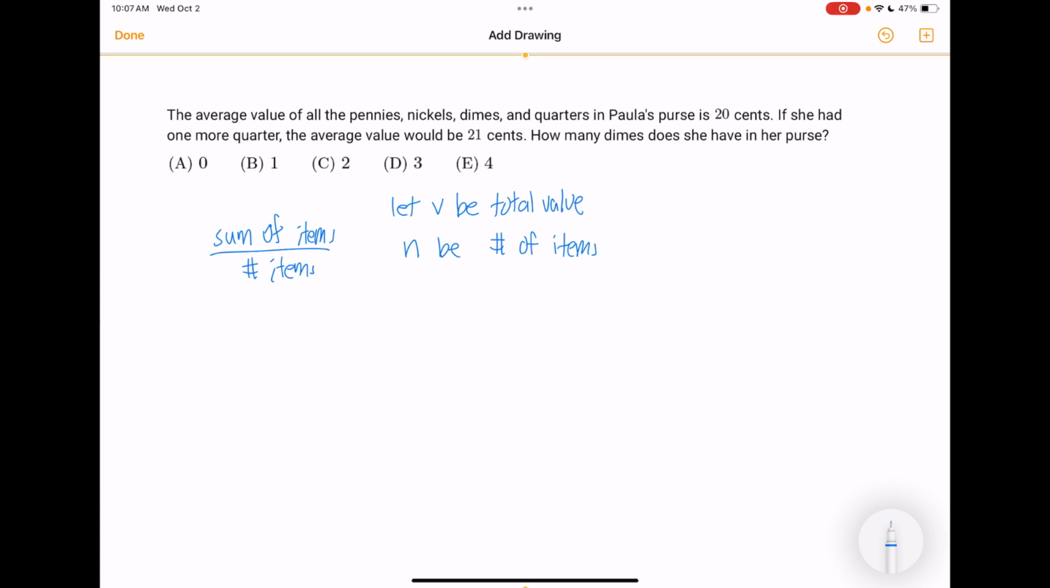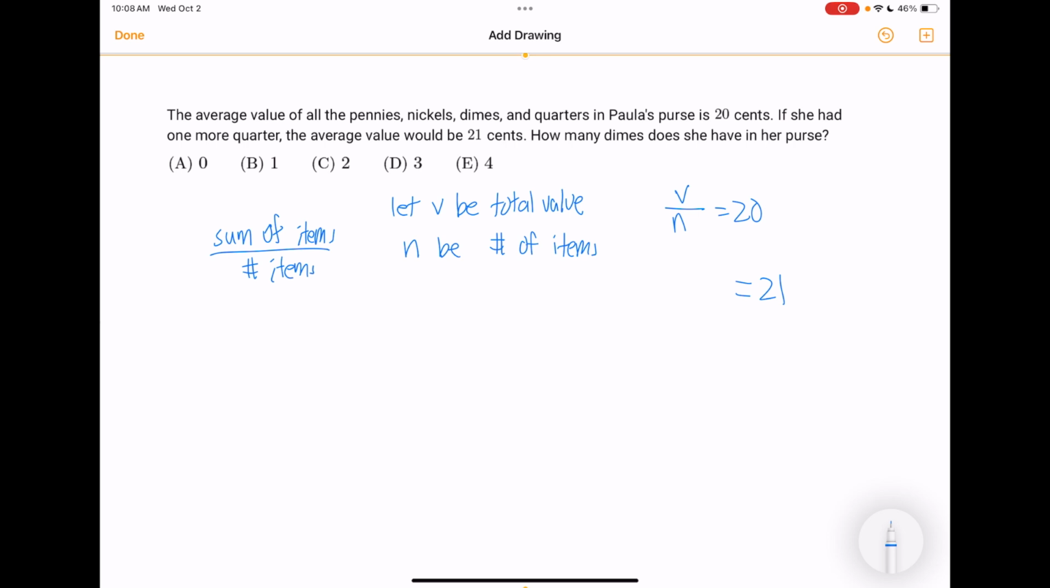Okay, so it tells us that the average value of the pennies, nickels, dimes, and quarters in her purse is 20 cents. So that means that the total value V over the number of items, or the number of pennies, nickels, dimes, and quarters in her purse, N, is equal to 20. So that's the average, and they already give us the average, which is 20. And then it tells us that if she had one more quarter, then the average value would be 21 cents. So essentially, the updated average value would be 21 cents.